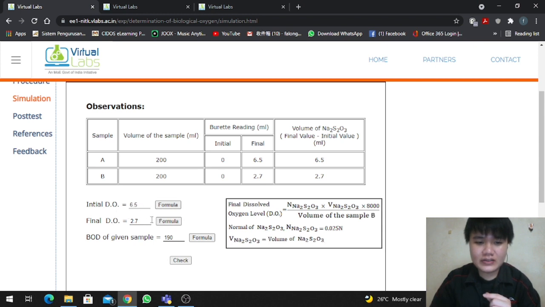The final DO, final dissolved oxygen level, is also N of Na2S2O3 multiplied by V of Na2S2O3 multiplied by 8000 divided by volume of the sample B. The normality of Na2S2O3 is the same, 0.025 N, and the volume is also the same as the Na2S2O3. The BOD of the given sample is 190.